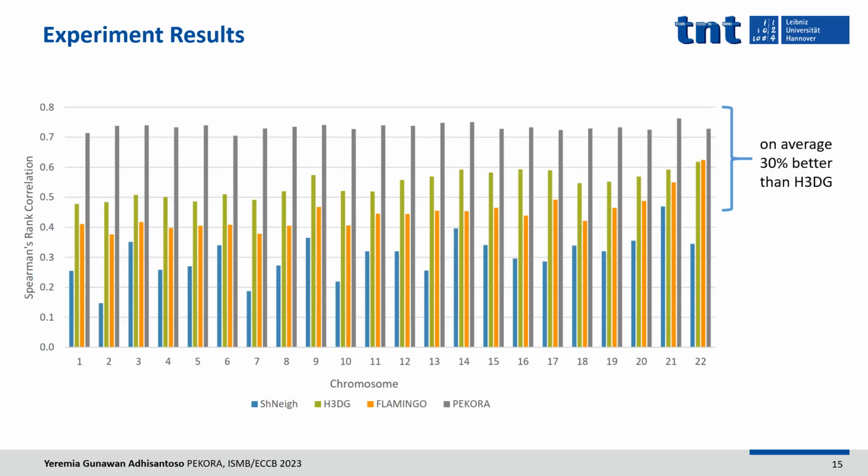Then we measure the performance for all of the chromosomes. So here we have the result for chromosomes 1 to 22. And on average, we are 30% better compared to Hierarchical3DGenome, which is the current best state-of-the-art method.